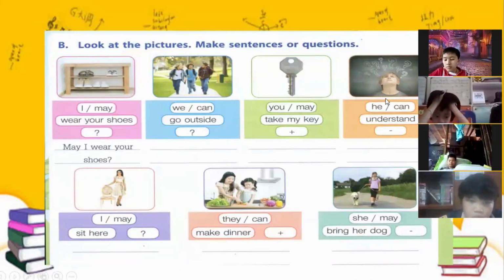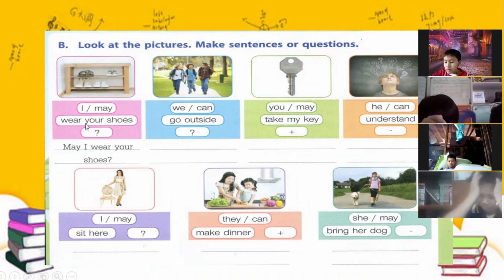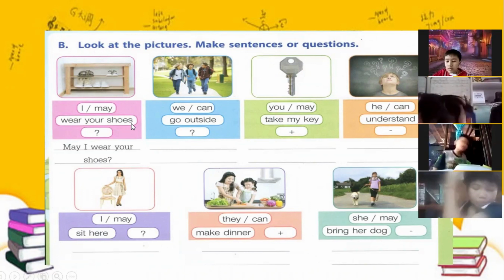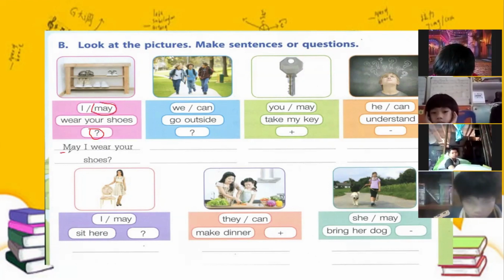All right, now we're going to move to B. Here we have some pictures and some sentences given to us, so we have to make them correct. Look at the picture and make sentences or questions. Picture number 1: I may wear your shoes. We have to make it a question, right? So what will come? May. It will come at the beginning of the sentence, followed by the subject: May I wear your shoes? So that becomes a question sentence.